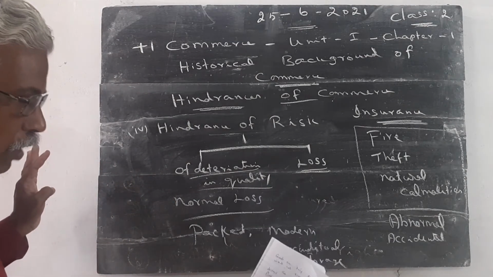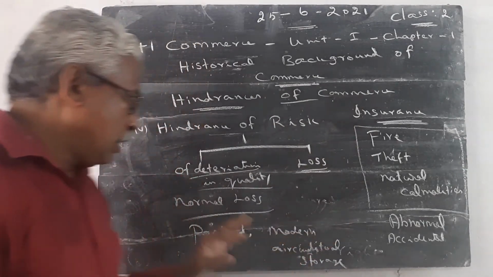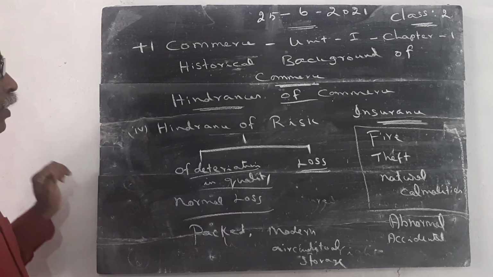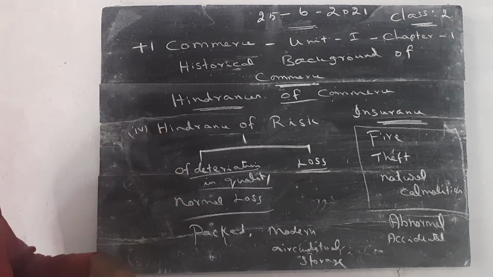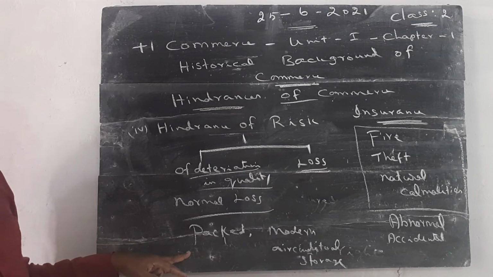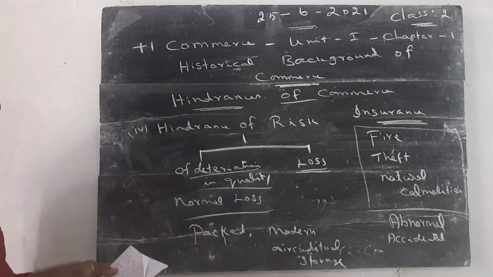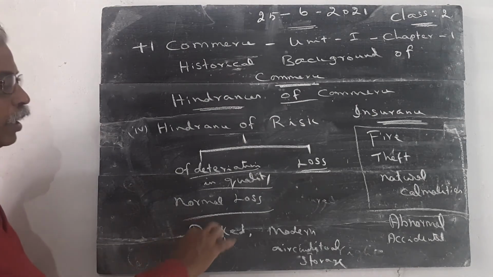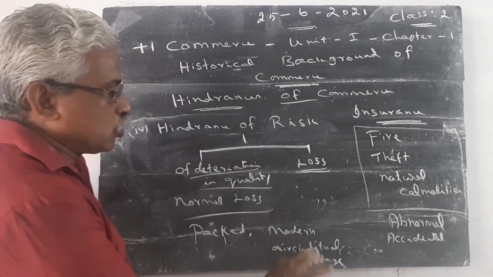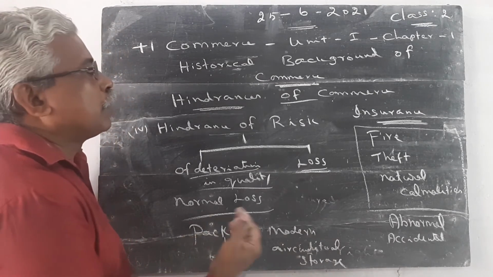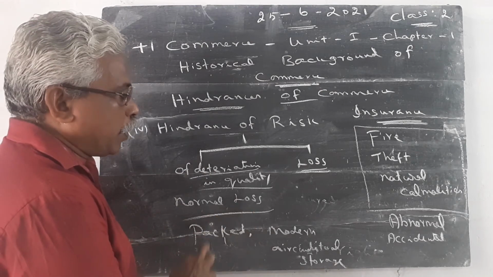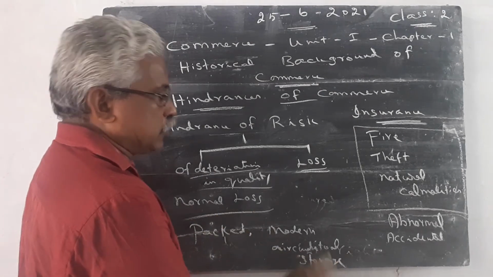The abnormal losses are only claimed through the insurance company. The normal losses are borne by the person who transferred the goods. So proper packing is necessary. The goods may evaporate. Due to insects, rats or evaporation, the goods may be destroyed. If it is properly packed or modern air conditioned storage facilities are provided, the goods may not be destroyed. So this risk is avoided by proper packaging and modern air conditioned storage.